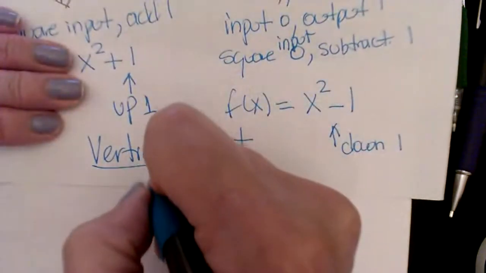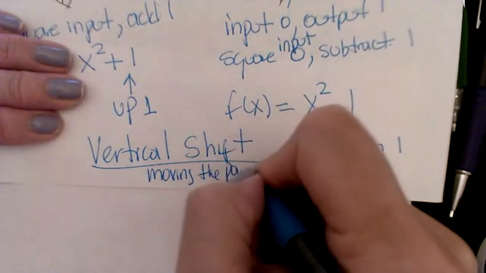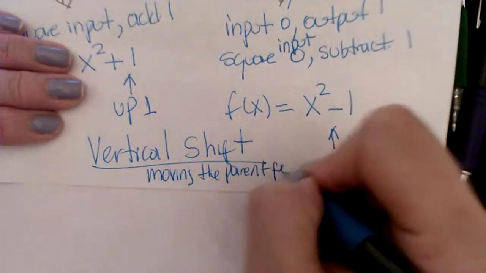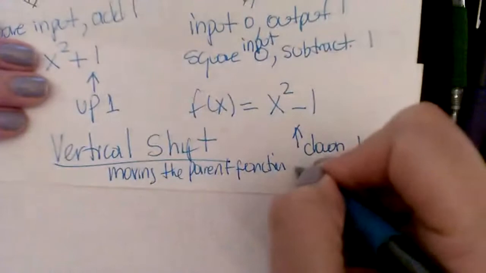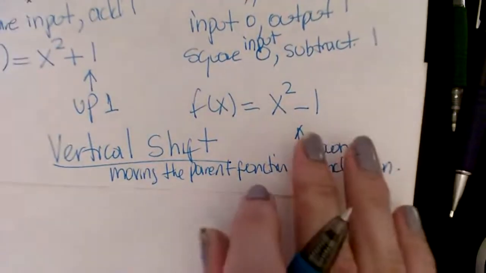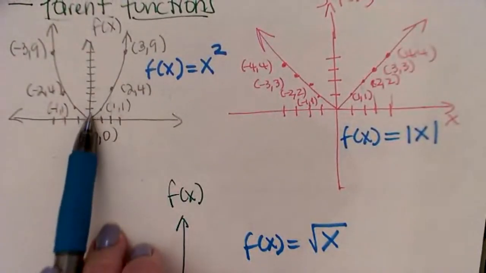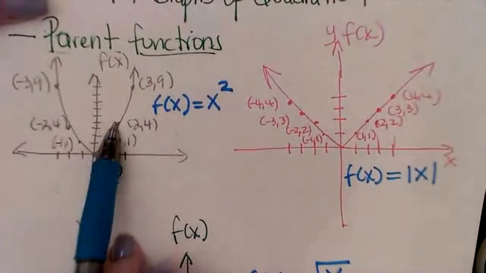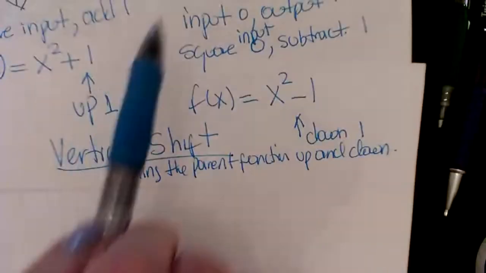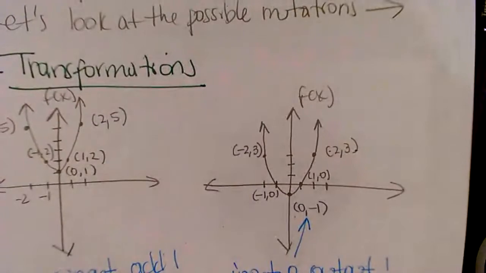Let me write it down. Moving the parent function up and down. That's what we were doing. Take this one, we move it up and we move it down. This is the parent function. And here's the transformation. This is the transformation, okay?